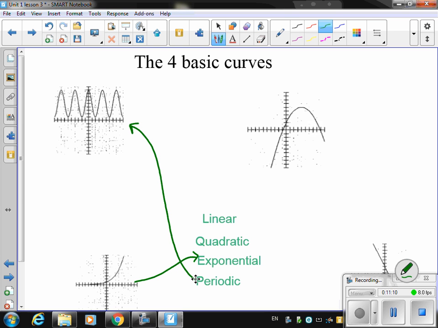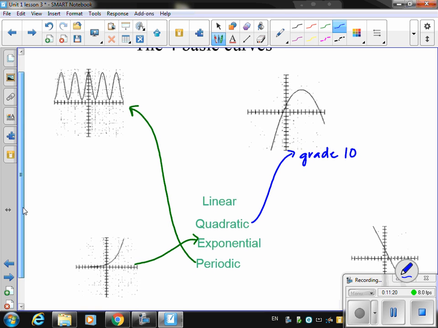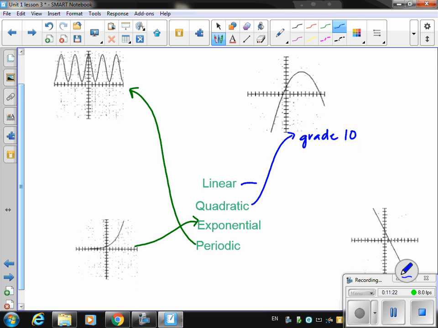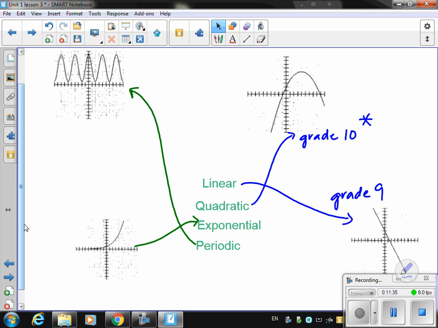The last 2 would be quadratic. That is from grade 10. And the line, which would be grade 9. We're not going to spend as much time on the line. I think you're all experts, but we are going to start our course with a good look at the quadratic.